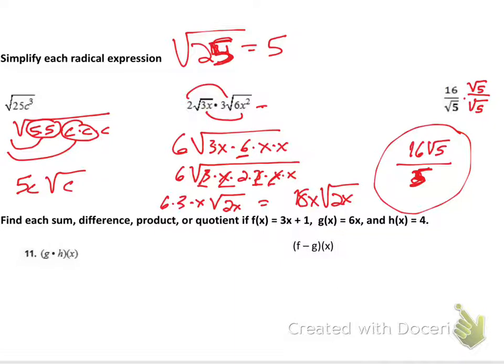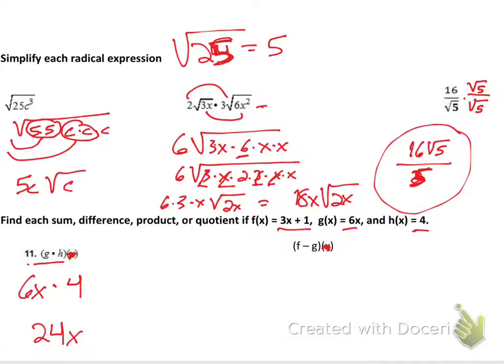All right, for each one of these, the sum, difference, product or quotient, f of x equals 3x plus 1, g of x equals 6x, and h of x equals 4. So in this one, we don't worry about f at all for either one of these. All we need to do is g times h. So g is 6x, and then h is 4. So 6x times 4 is just 24x.